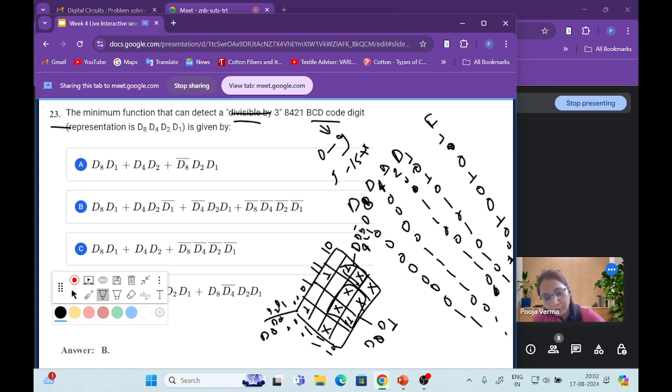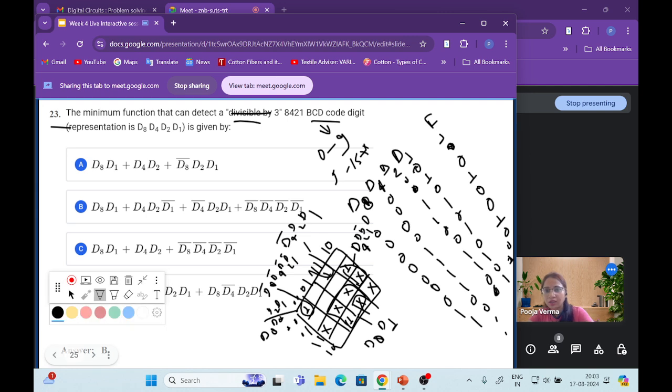And another we make a pair from here and here, right? So what will be the expression? Here D4 bar and D2, D1. And what cannot make any pair, so it will be D8 bar, D4 bar, D2 bar and D1 bar. Now add all those things and we will get the minimum function that can detect divisible by 3.